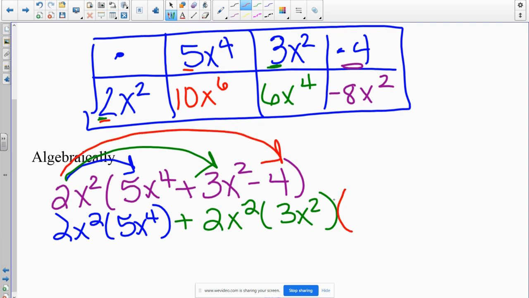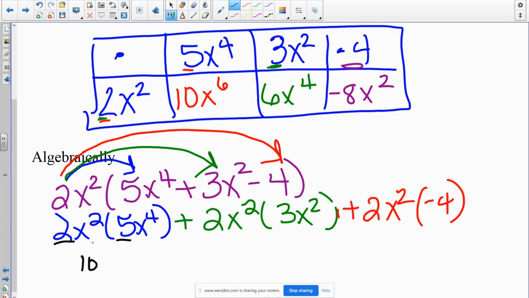So then, oops, I forgot to add. So it'd be plus the 2x squared when I'm distributing that monomial times that last term of negative 4. And then go ahead and just do the math. So 2 times 5 is 10. Add the exponents, makes 6. 2 times 3 is 6. Add the exponents, 2 plus 2 is 4. And then 2 times negative 4 is negative 8. And then add the exponent of x to the second power, and nothing to add to that.